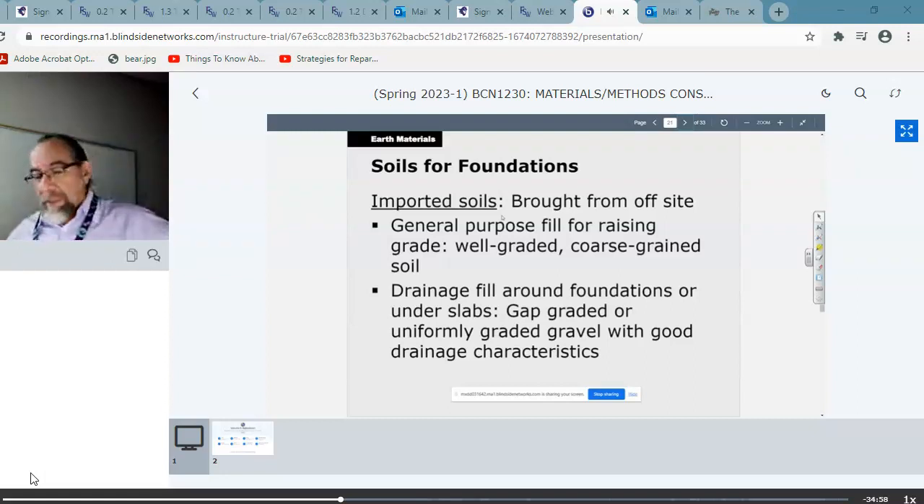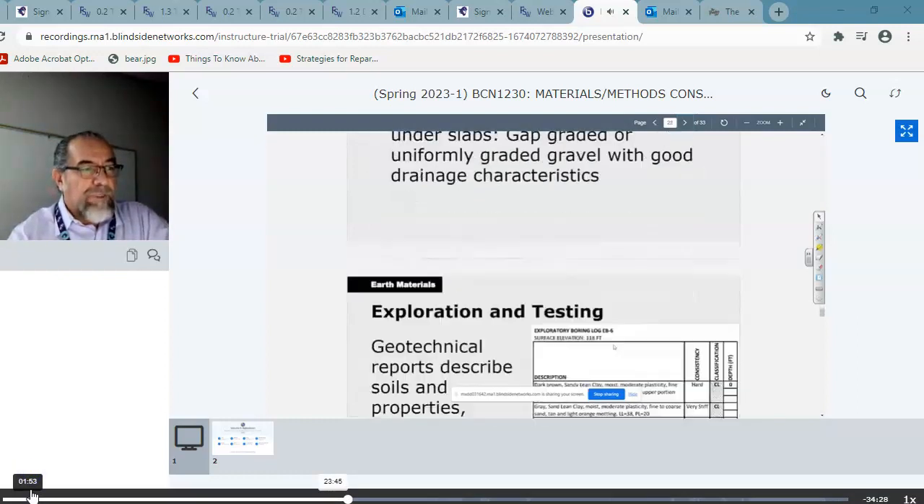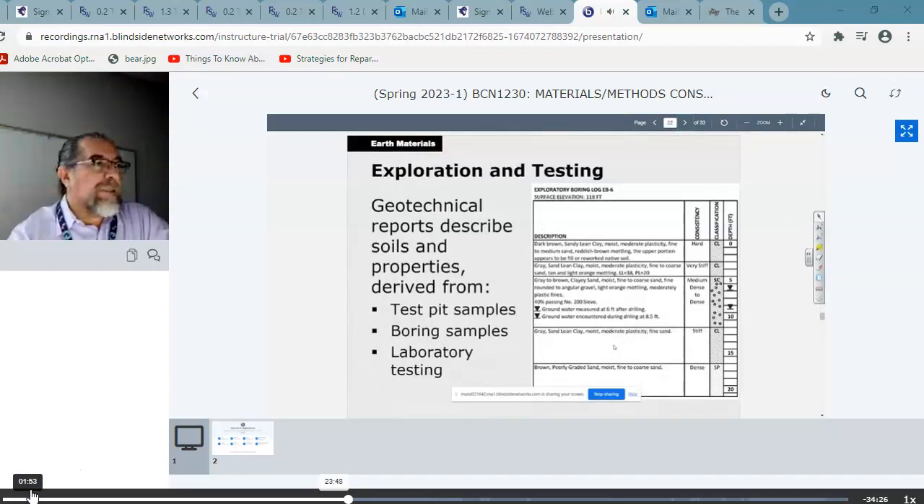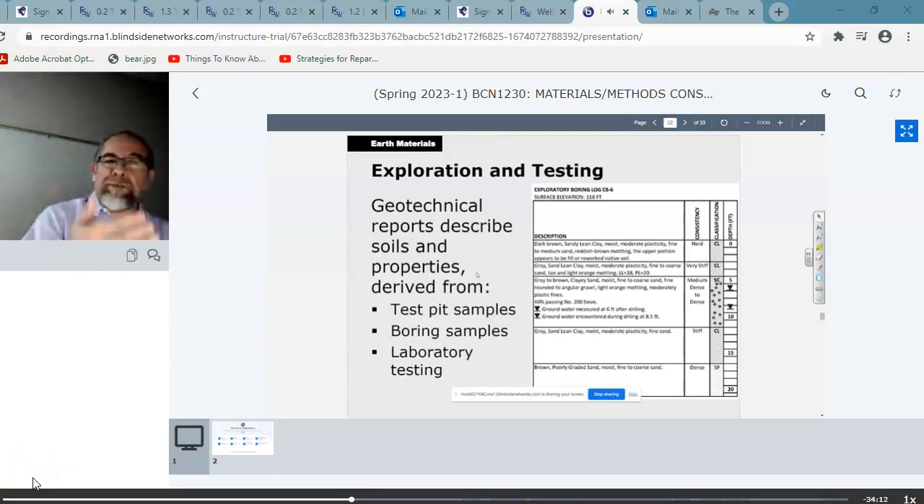So what happens in slab, gap graded or uniformly graded gravel with good drainage characteristics? Geotechnical reports describe soils and properties derived from test pit samples, boring samples, and laboratory testing. This goes beyond our ability as designers to choose a lot of this. Usually they don't have a soil sample; they have a soil crew come in to do a test, to drill several parts on the property to see what you have down there.